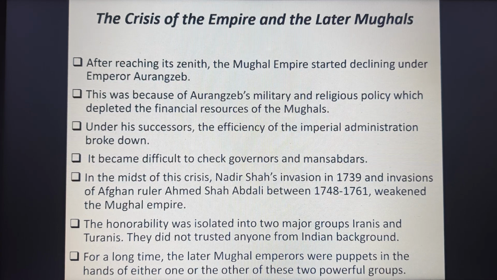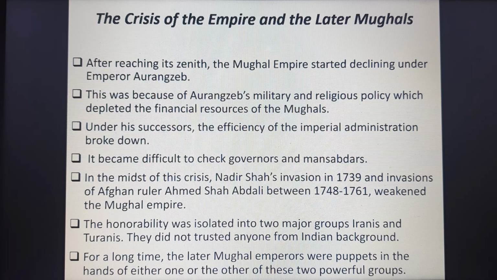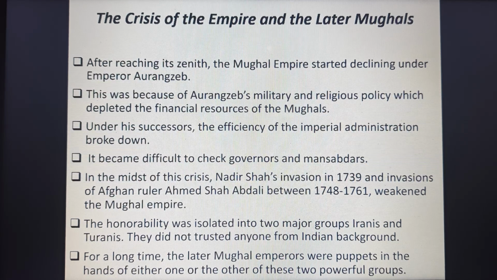This was because of Aurangzeb's military and religious policy, which depleted the financial resources of the Mughals. So due to these both policies, their finances were declining day by day. Under his successors, the efficiency of the imperial administration broke down. Means how to rule from the center, the central government, they were unable to rule now, and they were facing the problem. The rule of the king from the center to various parts of the kingdom broke down.